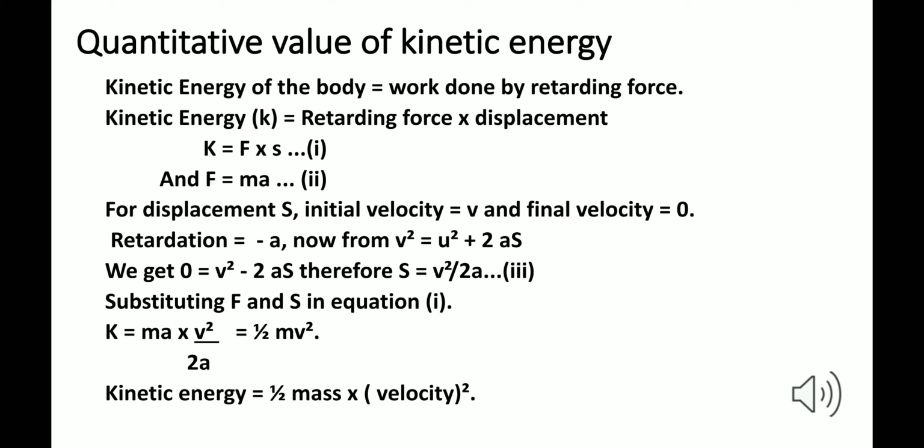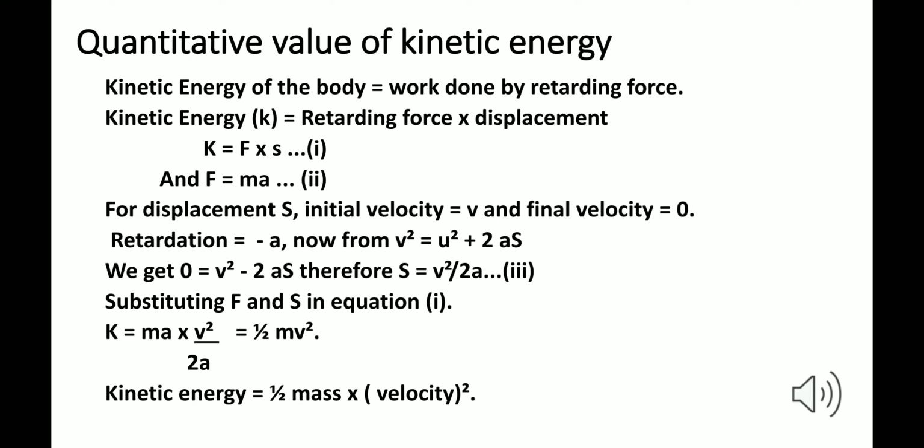Now the retarding force F is ma. We know that F is equal to ma. So we take the retarding force as ma. Now to calculate displacement, we will apply v square is equal to u square plus 2as. You have studied this equation in class 9. Now, according to our assumption, our initial velocity is v and our final velocity is 0 because the body has been brought to rest. Initially the body was moving with v and acceleration is a, so retardation is minus a.